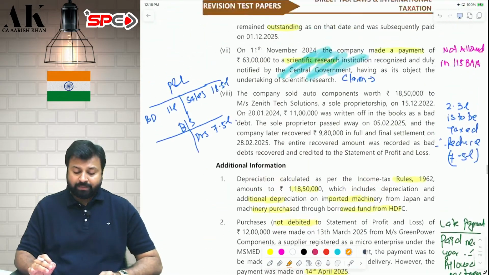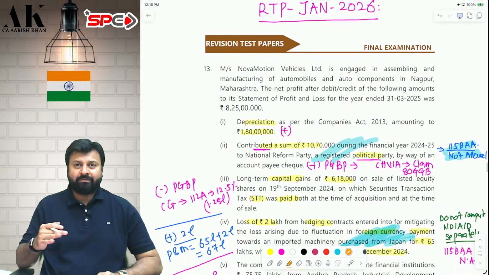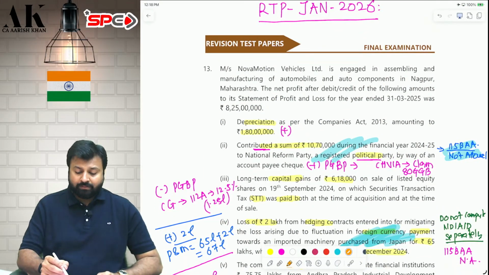Okay. Now, let's start the question as per normal provision first, and then we will talk about in 115BAA which all items are not allowed. Now, the assessee is engaged in manufacturing some automobile items, and then the profit of the assessee is 8 crore 25 lakh.